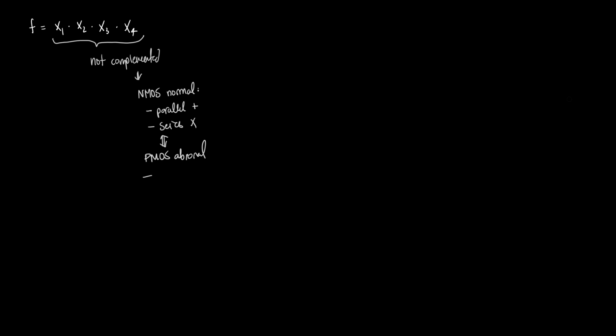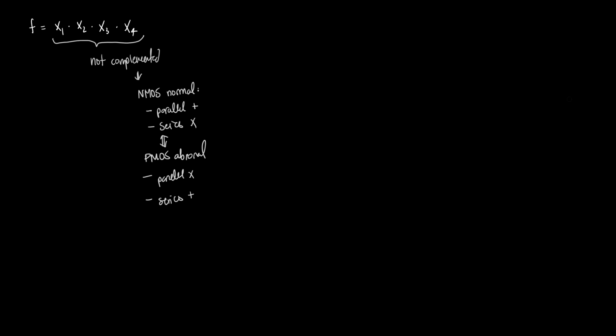So let's try this example here now. Again, let's take a look at this. Let's see whether or not our inputs are complemented. Here we can see they're not complemented. So all our inputs are normal. None of them are complemented. So we're going to choose to treat NMOS as normal. What this means is that parallel is going to be addition, and series is going to be multiplication. And as a result, since NMOS always has to be opposite to PMOS, we're going to treat PMOS as abnormal, which is going to mean that parallel is multiplication and series is addition.